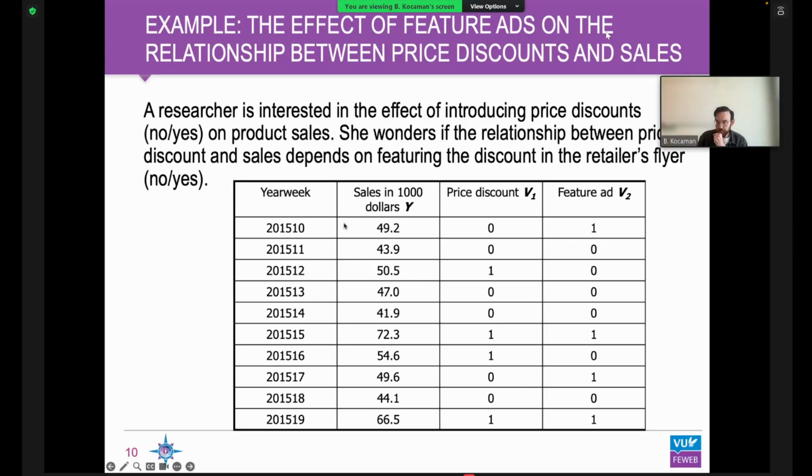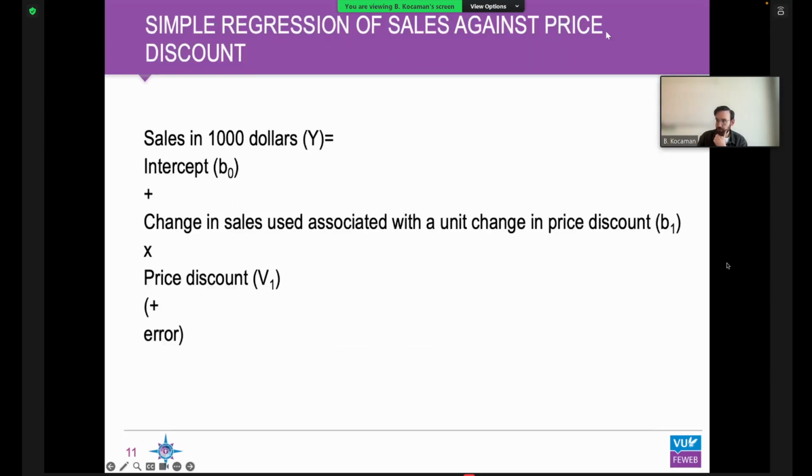If you look at the data, we have weeks, so 2015 week 10, 2015 week 11, etc. Sales in $1,000. The price discount, if this week had a price discount, in this case, apparently the 10th week didn't have a discount. And if this discount was featured in the flyer of this supermarket. And in this case, it is 1. So there was no discount, but it was featured. Okay.